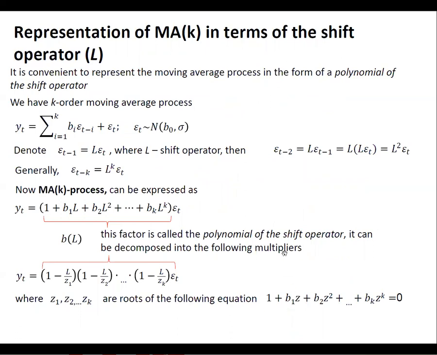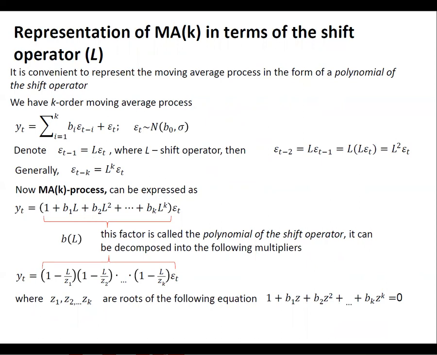So the next mathematical property that we need to know for the MA(k) process is the representation of this process through the shift operator. We have the original moving average process of order k. Denote the error with lag 1 as some lag operator L multiplied by the error without lag. In simplified form, you should think of this operator L as a constant.